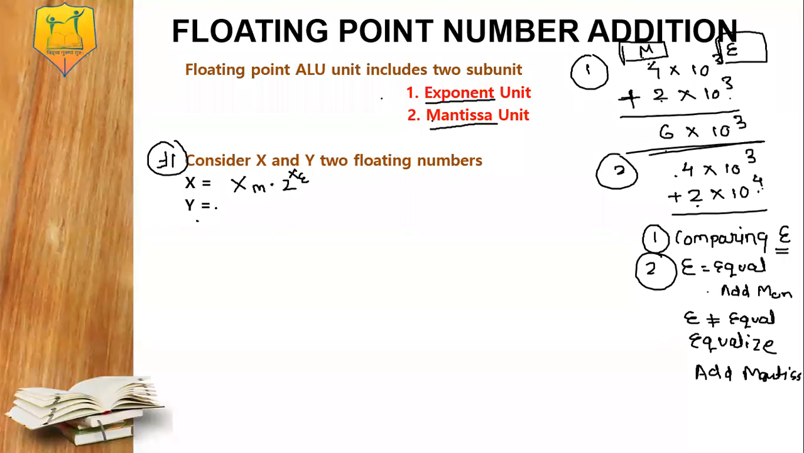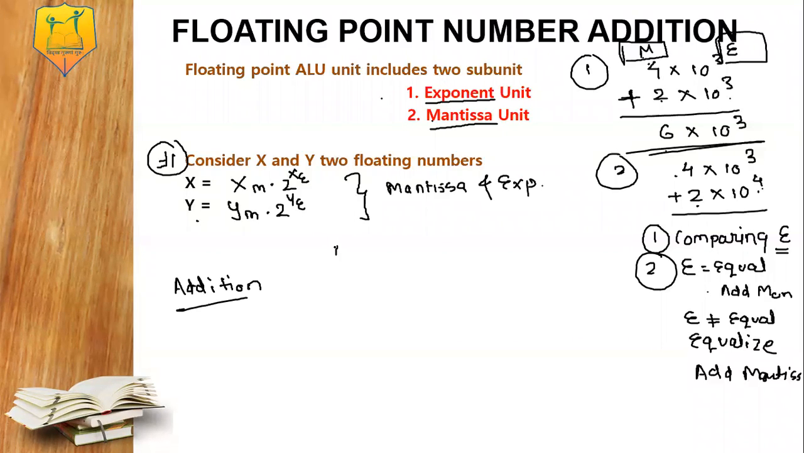That is the format for x, and ym into 2 raised to ye. That is the format for the second value. Okay, so this is the format of mantissa-exponent form to add my numbers. Okay, so as we say, I have to make addition in arithmetic. अगर मुझे arithmetic में addition करना है, तो मैंटिसा पे क्या फर्क हो रहा है और एक्सपोनेंट पे क्या फर्क हो रहा है वो हम लोग देख रहे हैं. ओके, मैंटिसा एडिशन में हम लोग क्या कर रहे हैं?